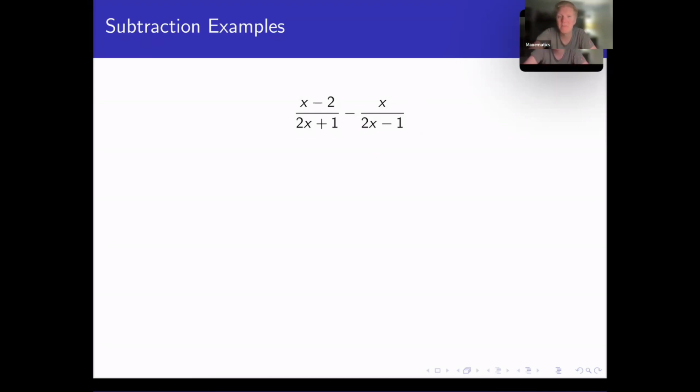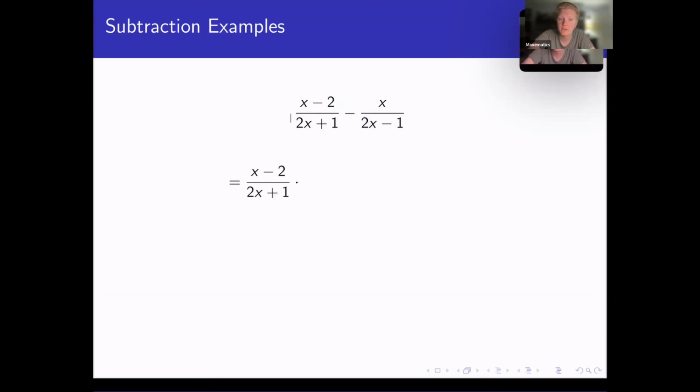For example, imagine that x is 2. 2 times 2 is 4. 4 plus 1 is 5. 2 times 2 is 4, but 4 minus 1 is 3. So if x is 2, this denominator is 5, and this denominator is 3. 3 and 5 don't have anything in common. So even though they look alike, 2x plus 1 is very different from 2x minus 1.